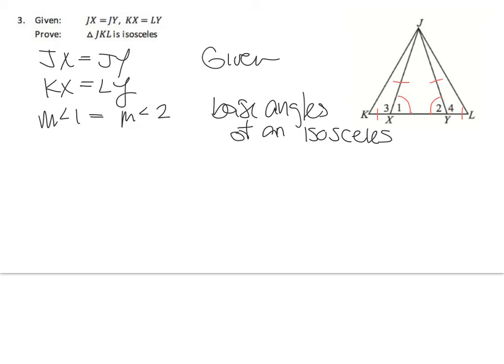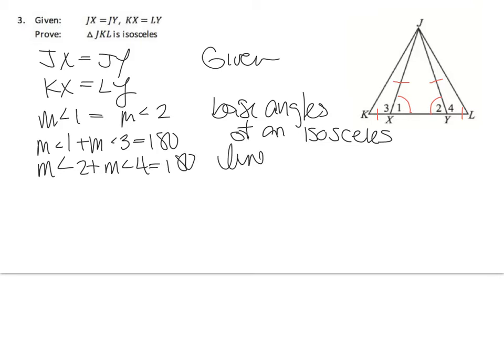Let's say that again. 1 is equal to 2, and if I add these two together, they're equal to 180, and these two together equal 180. Subtract away 1 and 2, and I think we can say that 3 is equal to 4. So let's try it. Measure of angle 1 plus the measure of angle 3 is 180. For the same reason, measure of angle 2 plus measure of angle 4 is equal to 180 because they're linear pairs. Linear pairs are supplementary.